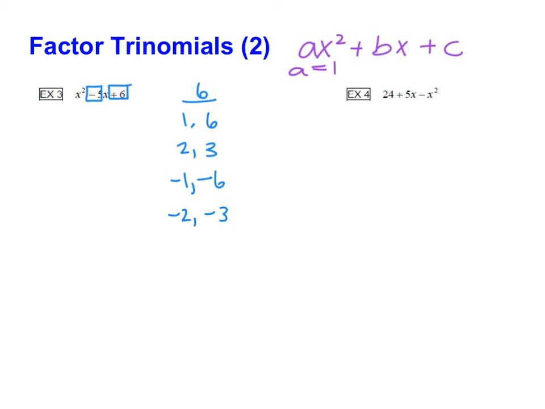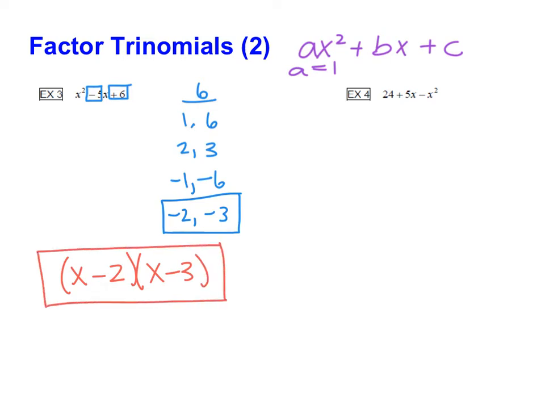But again, we're only looking for one possible answer. And hopefully you guys have already found, oh yeah, negative 2 plus negative 3 is equal to negative 5. It has to be that. And it multiplies to the positive 6, so it works out. So in one parenthesis, we're going to say x minus 2. In the other parenthesis, we're going to say x minus 3. And we're set.